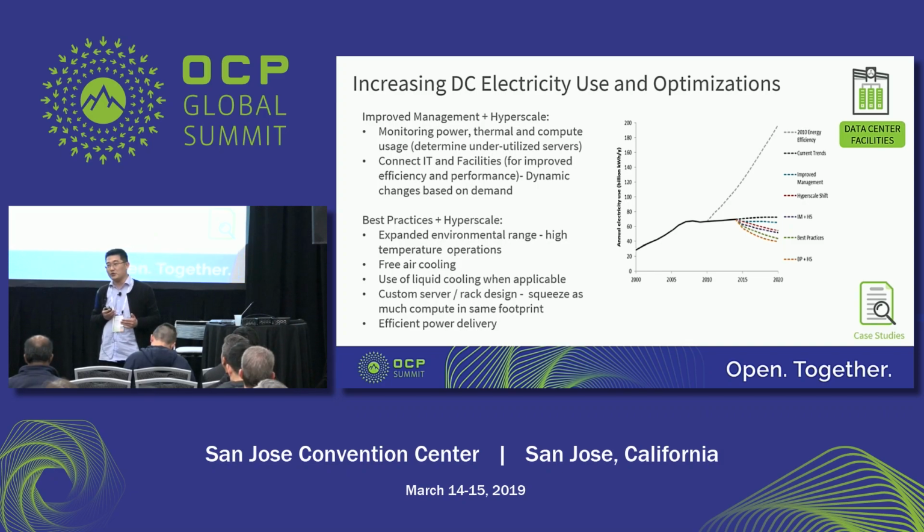Expand the environmental range to higher temperature operations. Use free air cooling, using natural air or water to cool down the data center. Use liquid cooling or immersion cooling. Customize the rack and server design to put more compute in the same footprint, and improve the power delivery system's efficiency. These methods help us improve data center efficiency and keep the annual electricity use flat.